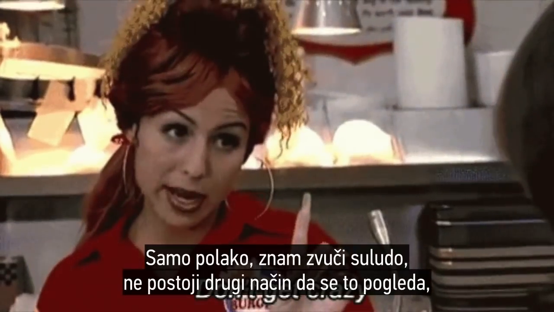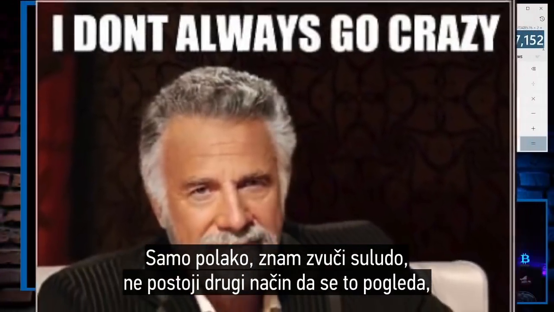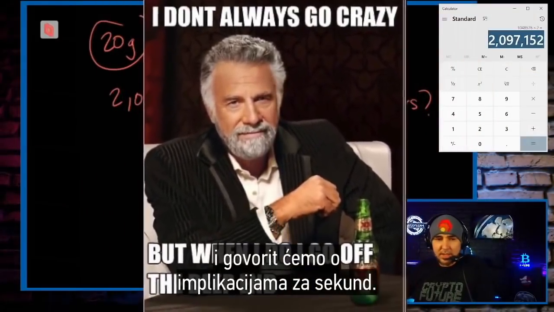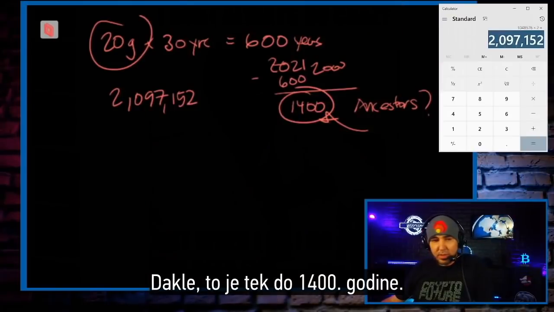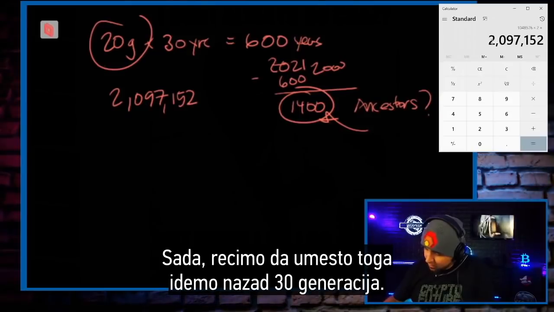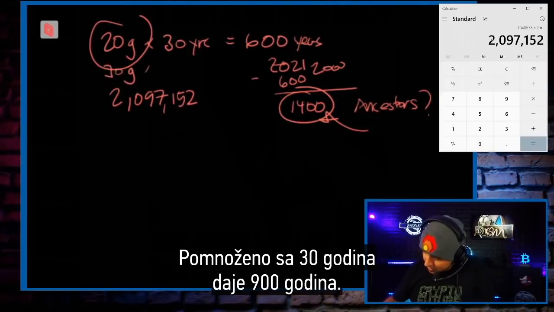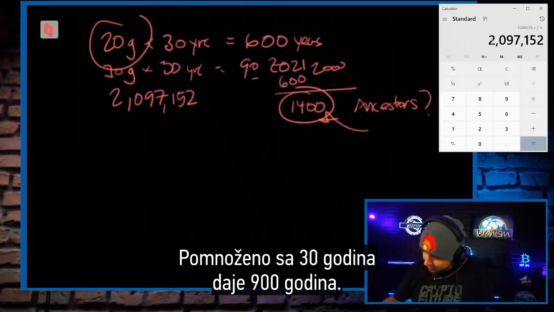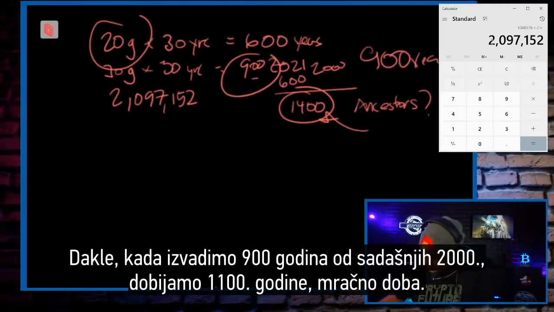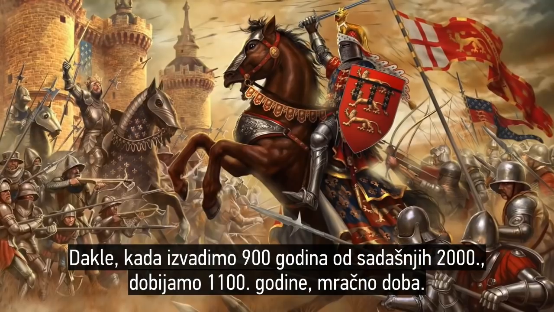Don't go crazy. Don't go crazy. Sounds insane, but there's no other way to look at it. And we'll talk about the implications of this in a second. So that's in the year just 1400. Now, let's say we go back instead to, let's go 30 generations, okay? Which times 30 years is going to be 900 years, okay? So 900 years minus our current 2000 would put us at 1100, okay? The dark ages.